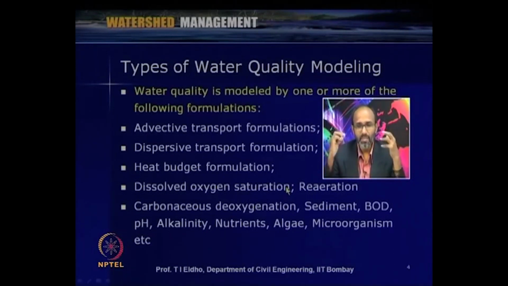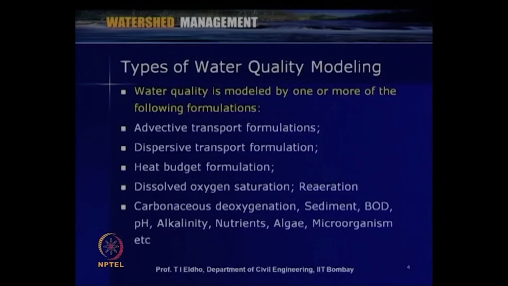So that way, depending upon what type of parameter we are trying to model, or depending upon what kind of contaminants we are trying to study within the watershed or within the particular area, we can have a specific type of water quality model. Like an advective transport model, or with respect to the processes, like sediment transport modeling, or nutrients modeling. So like that.